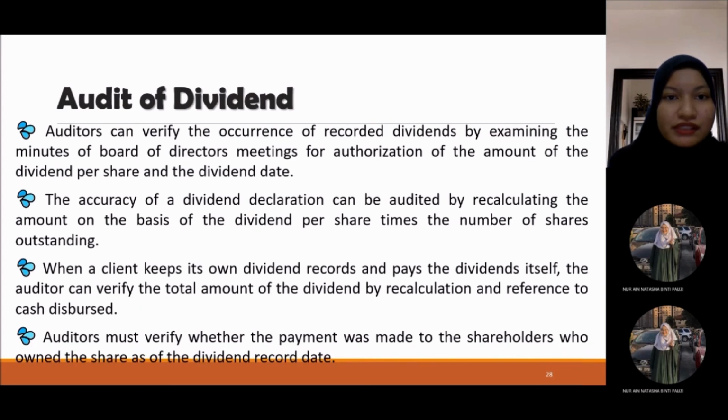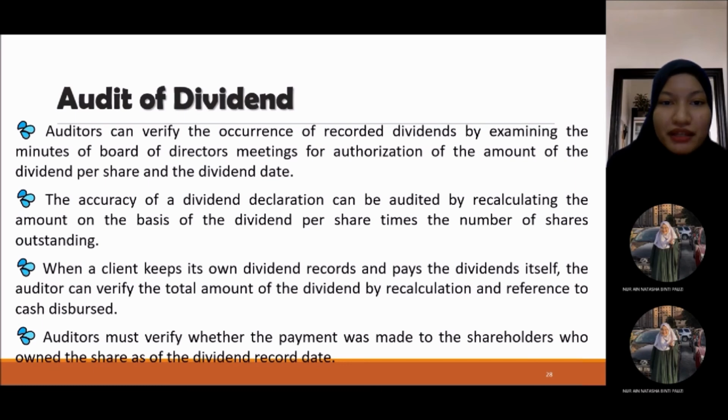In addition, auditors must verify whether the payment was made to the shareholders who own the share as of the dividend record date. They can test this by selecting a sample of recorded dividend payments and tracing the payee's name on the cancelled check to the dividend records. At the same time, auditors can verify the amount and the authenticity of the dividend check.